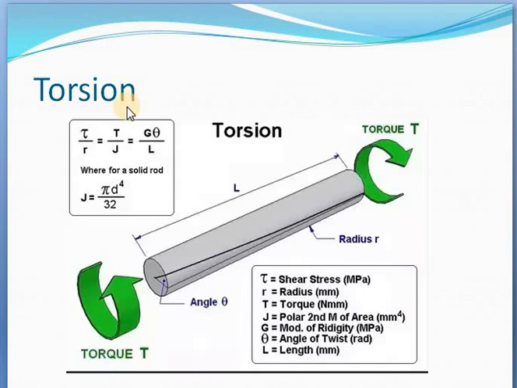Here in this figure you can see the torsional equation, which is given as tau by r is equal to T by J, which is equal to G theta by L, where tau is the shear stress, r is the radius, T is the torque, J is the polar moment of inertia, G is the modulus of rigidity, theta is the angle of twist, and L is the length. So this equation is used for calculating the torsional stress induced in the member. Again, this equation is also available in the data handbook. So please refer to the data handbook.